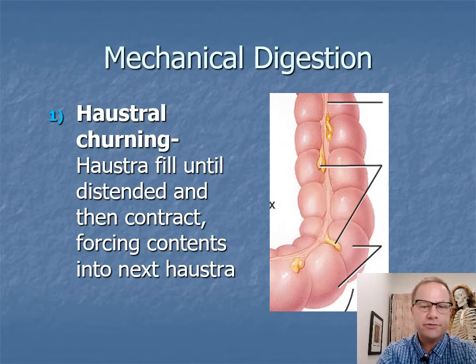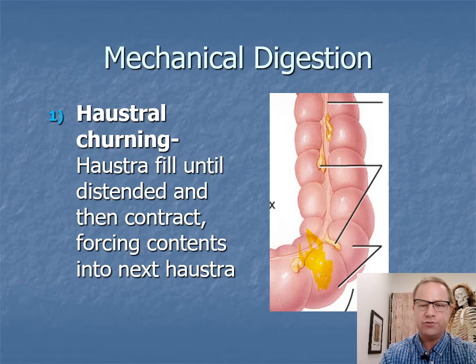Okay, haustral churning. I alluded to this earlier. We said food goes into one pouch. It sits there for a while. As that food sits there, we continue to absorb water from that food, and then bloop, it gets squeezed from that pouch to the next pouch. It sits in that pouch for a while. It absorbs a little bit more water. Bloop, moves to the next pouch. Sits there for a while, absorbs more water. Bloop, goes to the next pouch.